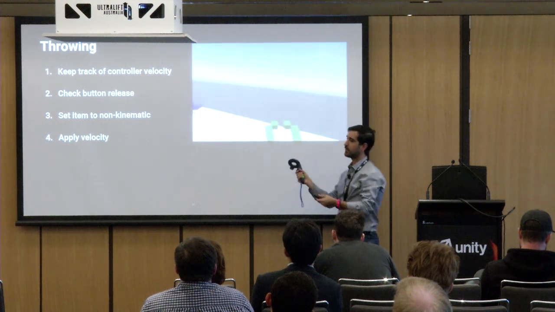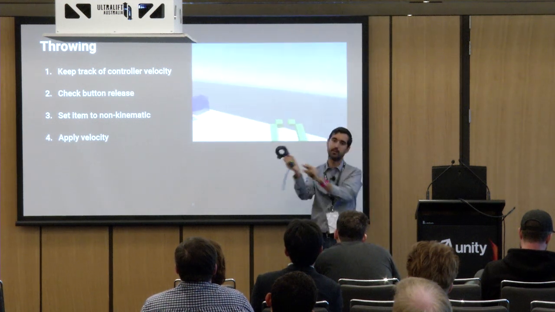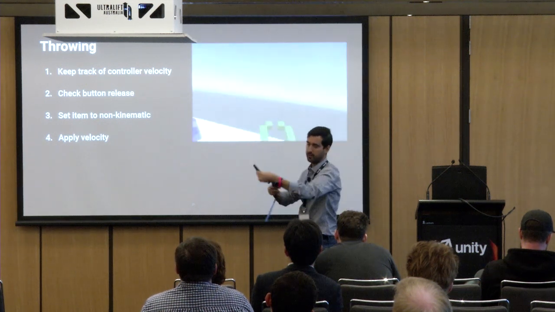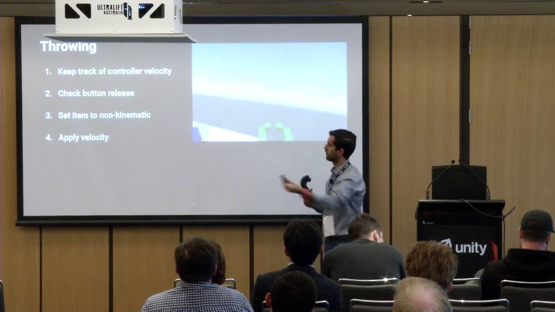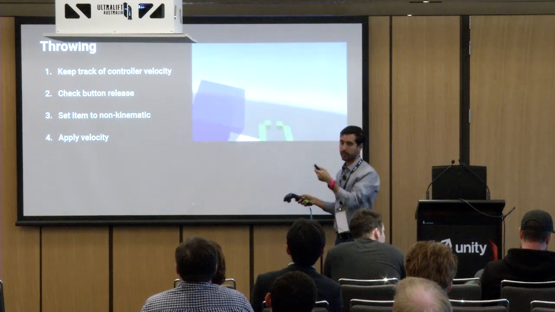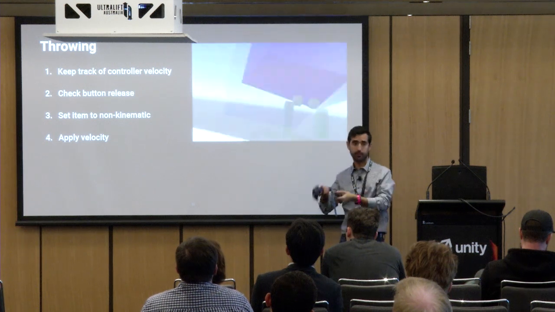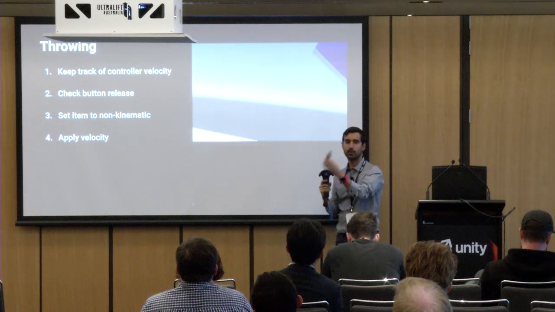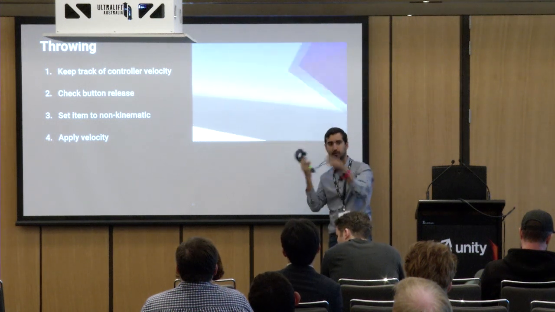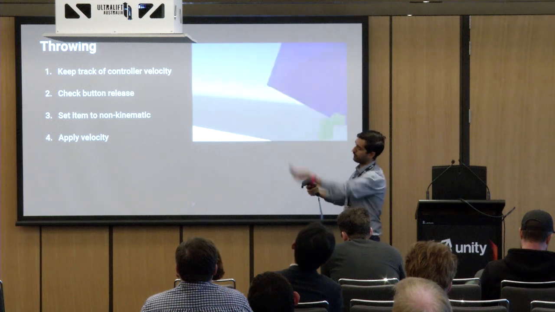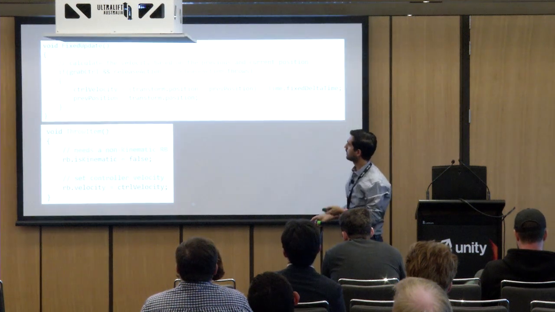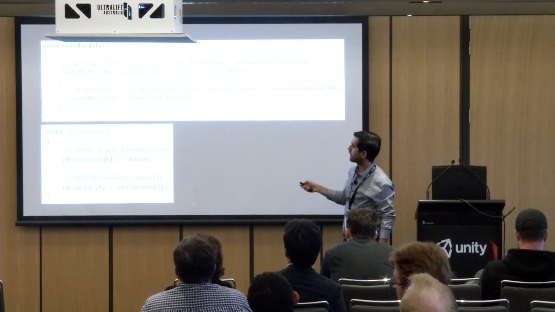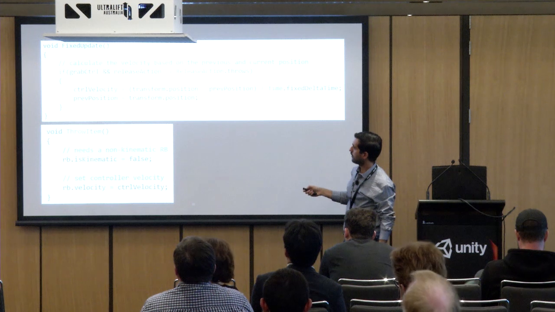So what we need to be doing is keep track of the velocity of the controller, so that when we release the object, it will be thrown on that vector velocity. It will be given that velocity. So we need to keep track of the controller velocity. We need to check for when we release the button, so we're throwing it. We need to set the item to non-kinematic, so it's got physics, reacts to gravity, forces, and we apply that velocity.